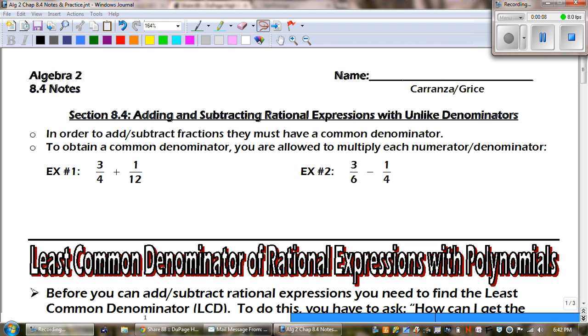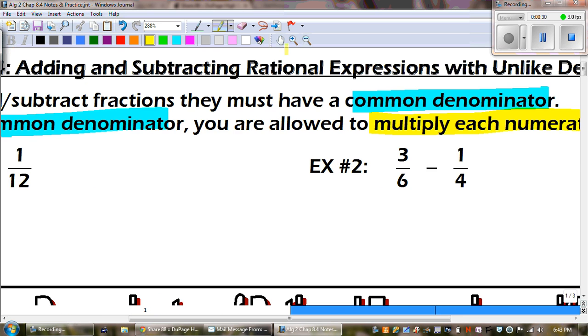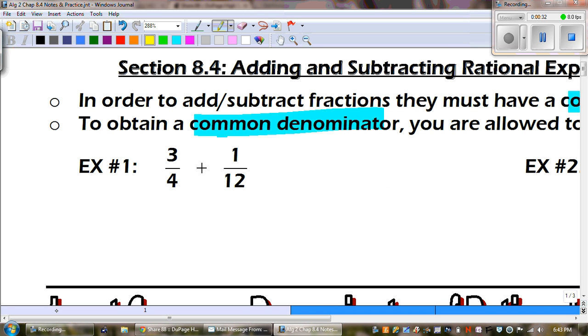Today we're talking about adding and subtracting rational expressions with unlike denominators. So, in order to add or subtract fractions, they must have a common denominator. And to obtain that common denominator, you are allowed to multiply each numerator and denominator. Okay, so let's look at example number 1.